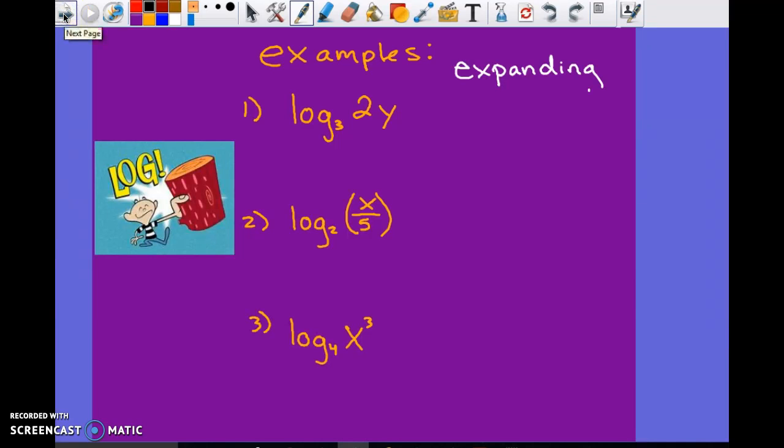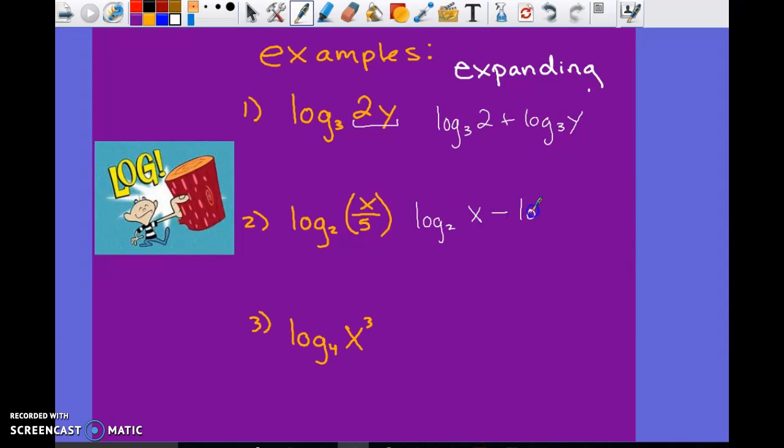Really, today is just going to be practicing those laws. So whenever you feel like you're ready to start practicing on your own, go ahead and pause the video, try it, and then watch me work them out. So this is multiplication. So I'm going to change it to an addition problem. And that's all I'm doing for right now. This is division, so I'm going to change it to subtraction.